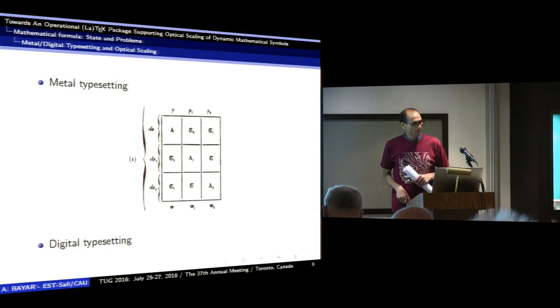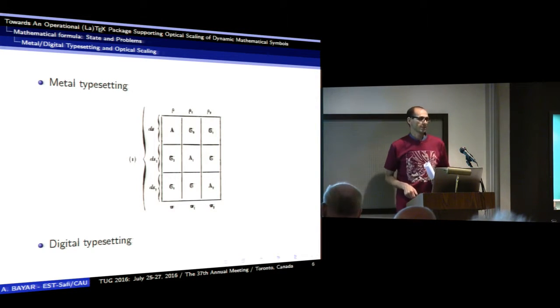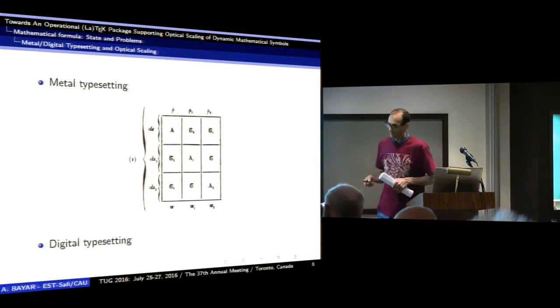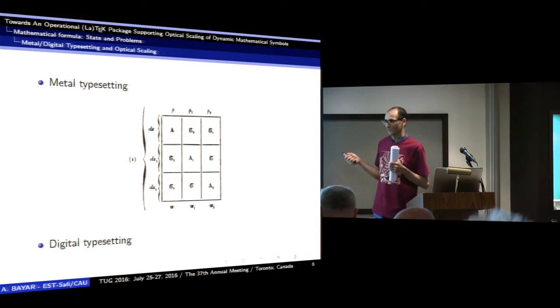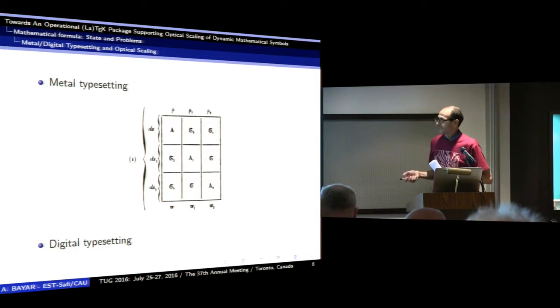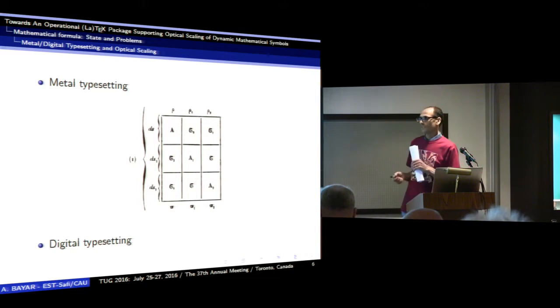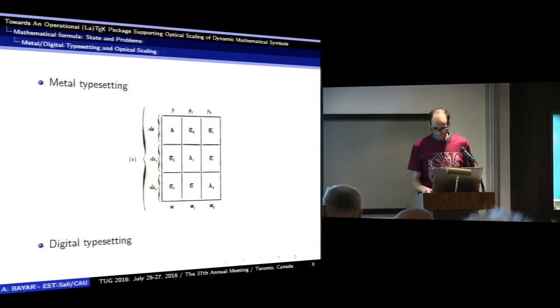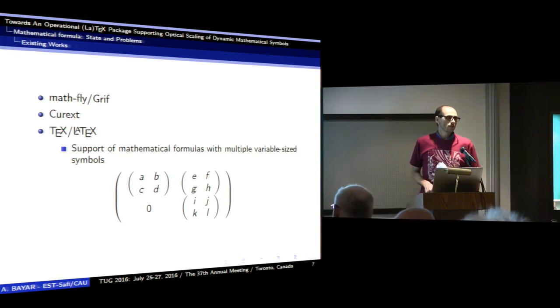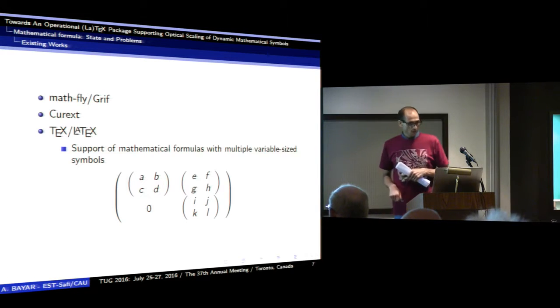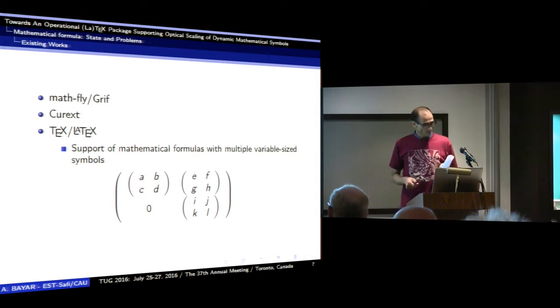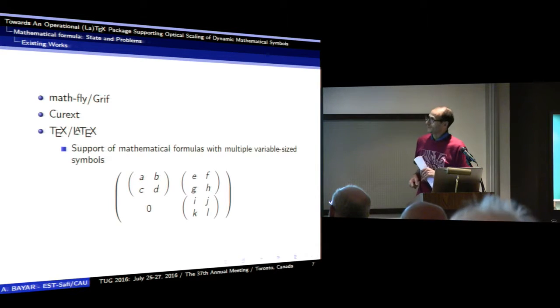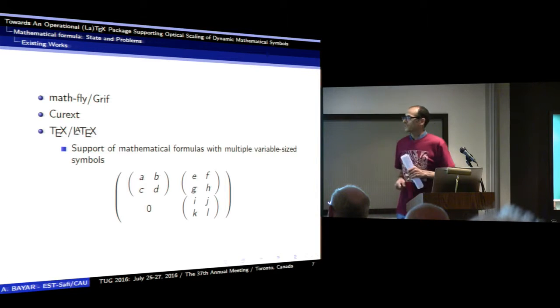What about optical scaling, considering metal typesetting and digital typesetting? In metal typesetting, we use optical scaling. It was hard, but it's supported. But when we consider digital typesetting, it's difficult to support, especially when we want to support it in an automatic way. Now, what about existing works that deal with optical scaling? We can cite Metafly glyph. Metafly is a font that has been developed by Jacques André, and operates under glyph to support optical scaling. But as far as I know, it doesn't reach the use phase.